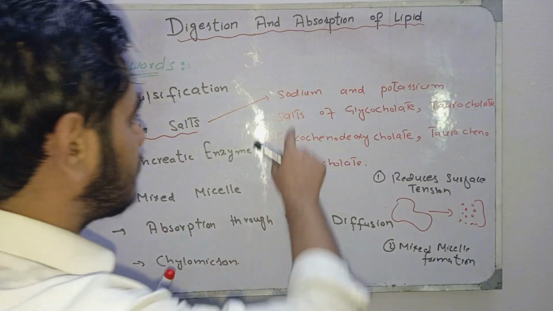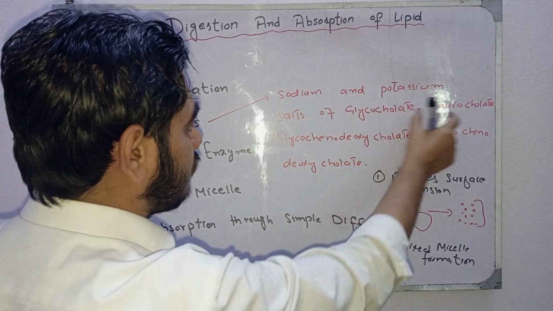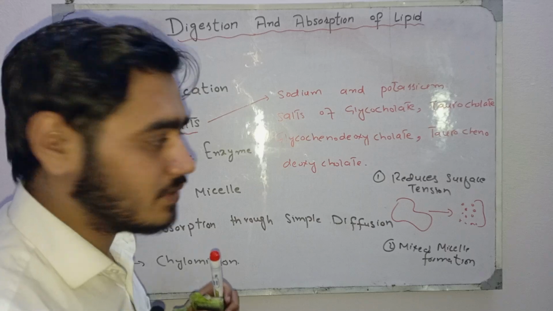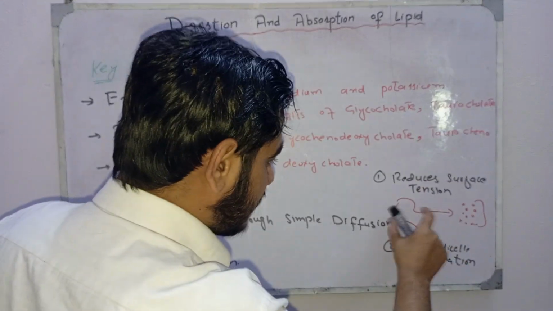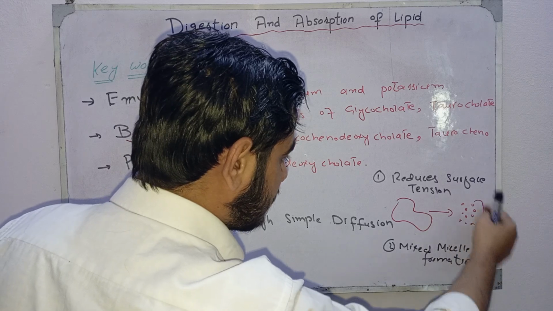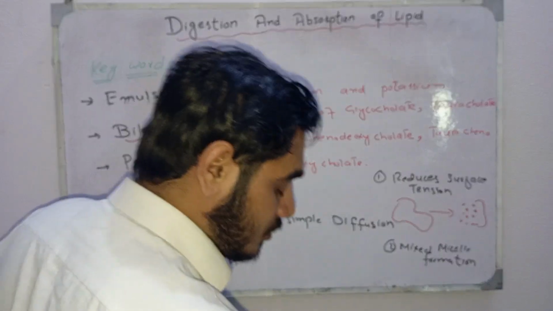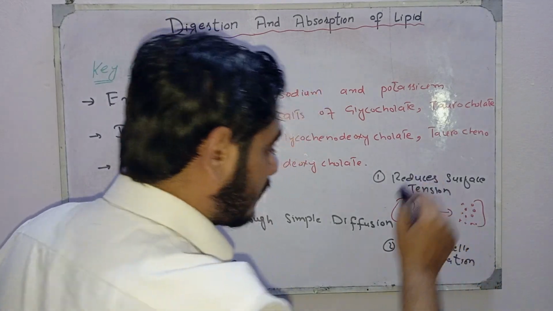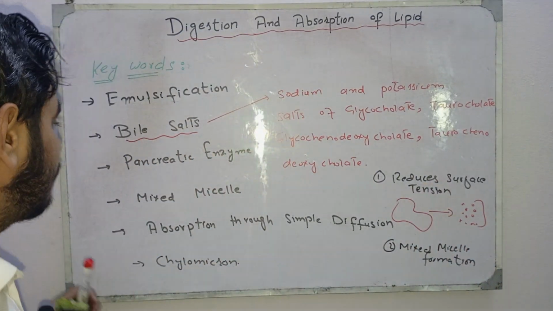Bile salts are just sodium and potassium salts of glycocholate, taurocholate, glycochenodeoxycholate, and taurochenodeoxycholate. They reduce the surface tension of lipid, and in this way the enzyme can easily act on the lipid molecule due to the increase in its surface area, and they are very important in mixed micelle formation.